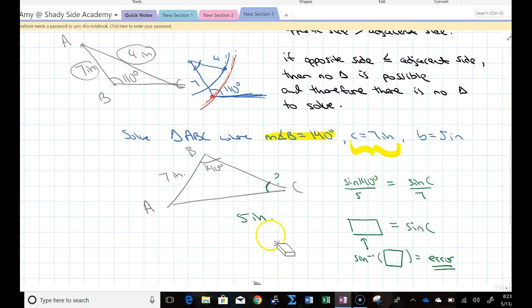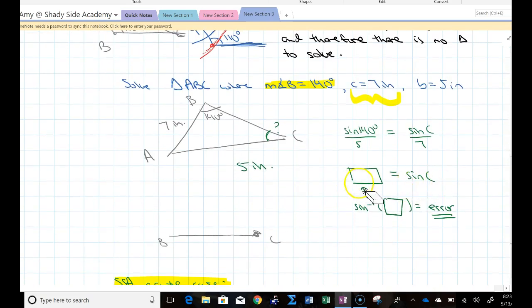Okay, and here's my work over here. So you set up this drawing here. You didn't recognize that this triangle is impossible to even exist, but you said to yourself, I'm just going to jump right in, use law of sines. Sine 140 over 5 right here equals sine c over 7 right here. And then you solve for sine c.